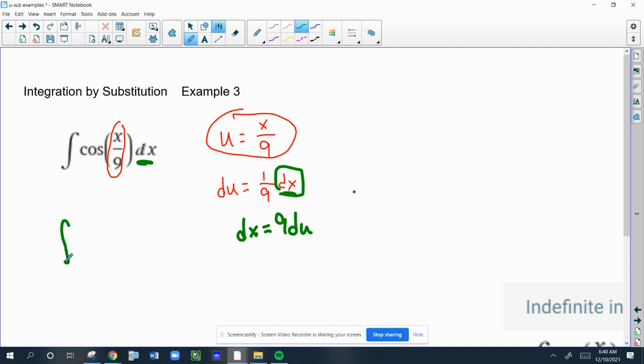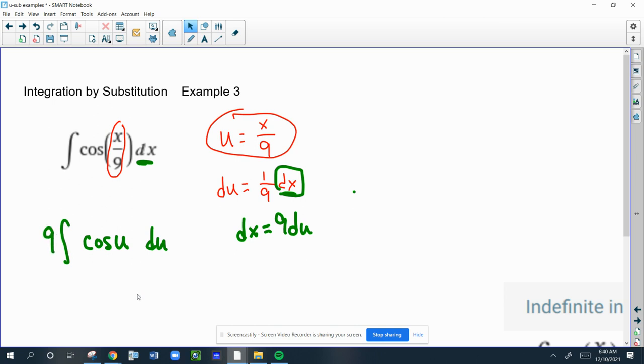So let's make the substitutions. The integral of, now we have cosine of u times dx, which is 9 du. That would go here. I'm not going to write it here, because that just looks funny. 9 is a constant. So that's the straight substitution, but always keep that constant out in front.